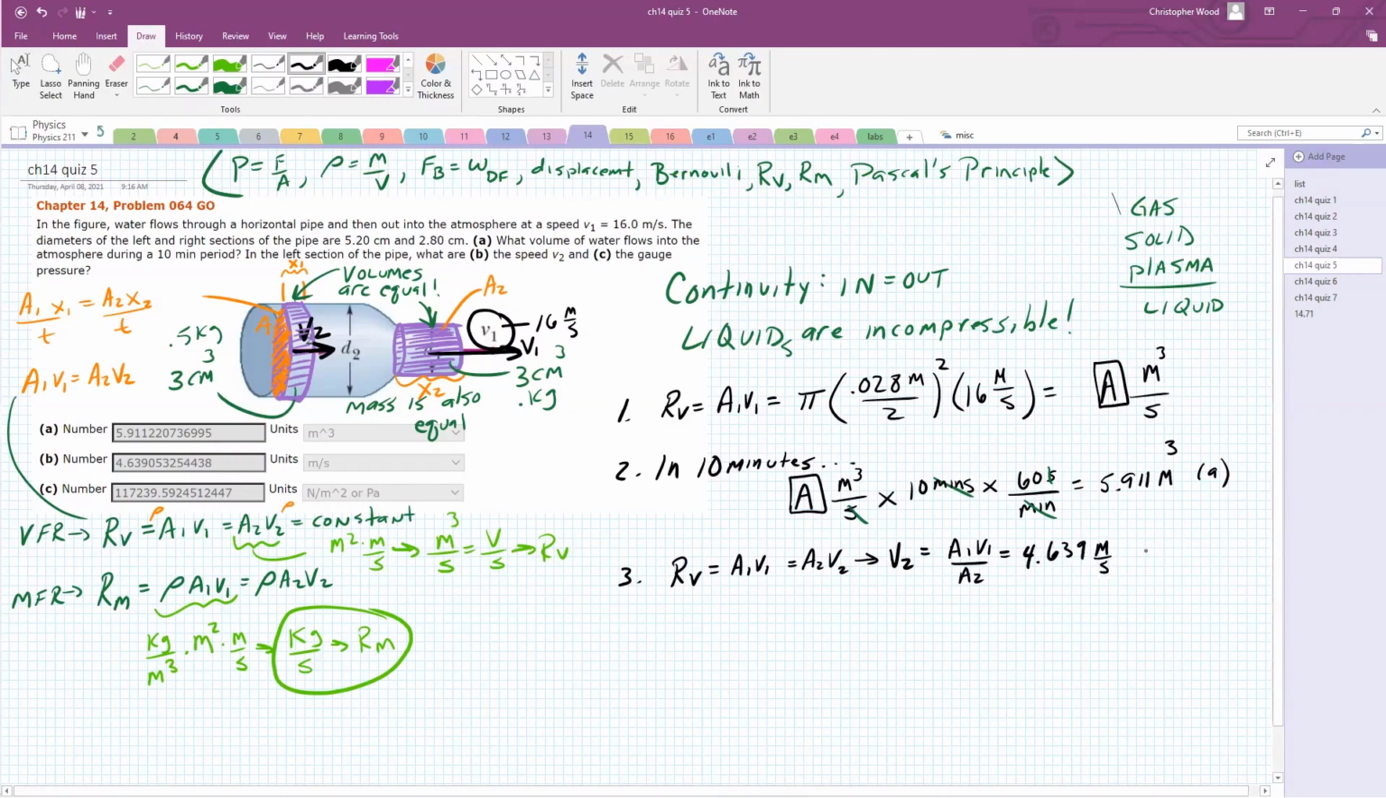I'm going to put this in calculator location B just in case I need it. That's part A and part B.